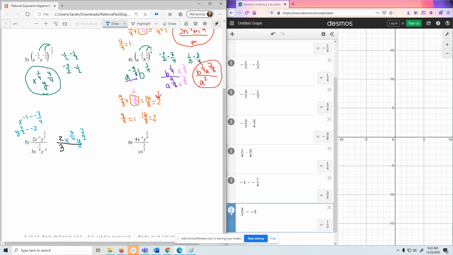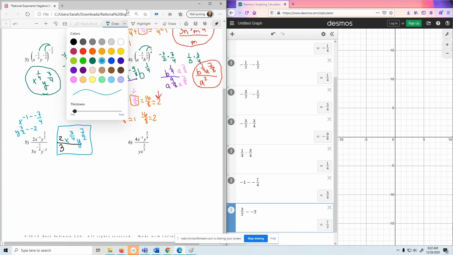So let's pause. Are we allowed to leave this as a final answer? My coefficients are reduced. I don't have any negative exponents anywhere in the problem, and I don't have any fraction exponents in the denominator. So this right here is a perfectly good final answer.